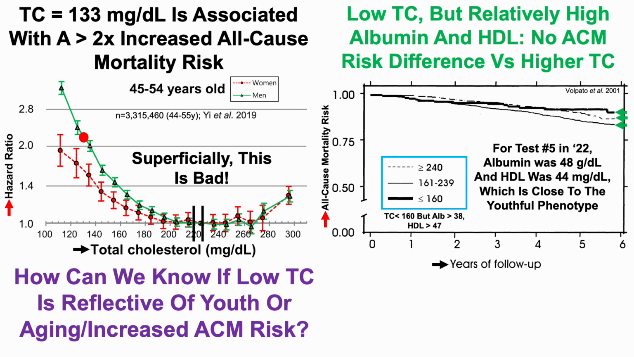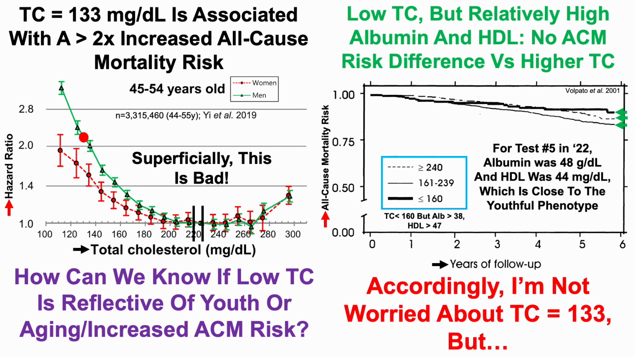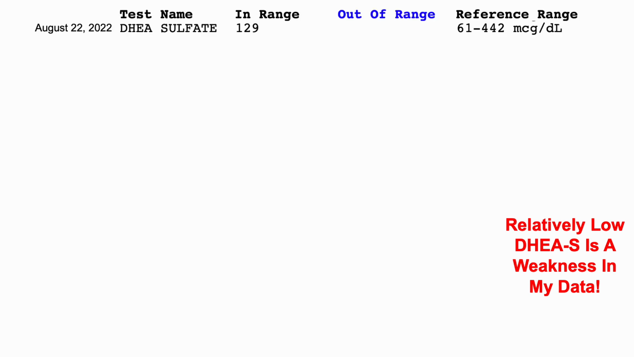So to put my data into perspective for blood test number 5 in 2022, my albumin was 48 and HDL was 44, which is the close to the youthful phenotype. If my HDL was just a bit higher at 47, my data would be in the youthful phenotype. So based on this, accordingly, I'm not worried about total cholesterol of 133, but a relatively low DHEA sulfate is a weakness in my data. And we can see that data here. I measured DHEA sulfate on this same blood test where I calculated my biological age. And we can see that my DHEA sulfate is 129 micrograms per deciliter.